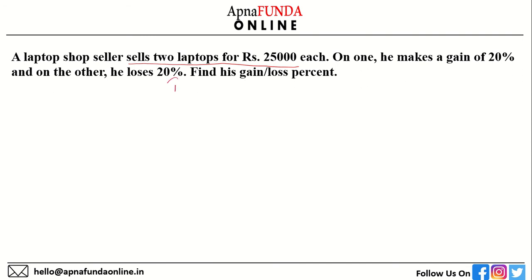So laptop 1 and laptop 2. Selling price in this case is 25,000. In this case also it is 25,000. Now on one he makes a gain of 20%. So there is a gain of 20% and on the other he loses 20%. There is a loss of 20%. We need to find the cost price.